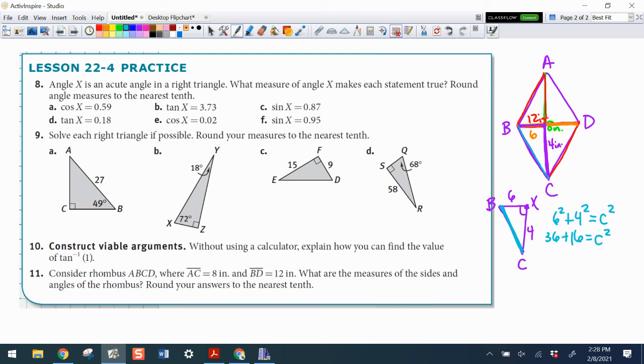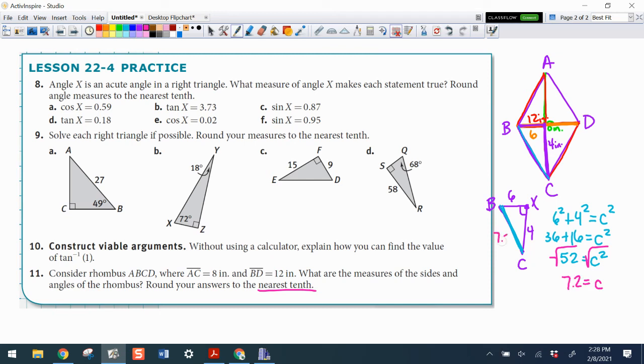36 plus 16 should be 52. Now, hopefully we know that the length of our hypotenuse is not 52. So we now need to take the square root of both sides. Now, I don't believe that 52 is a perfect square. And it did say round to the nearest tenth, so we get away with that here. So the square root of 52 rounded to the nearest tenth is approximately 7.2.